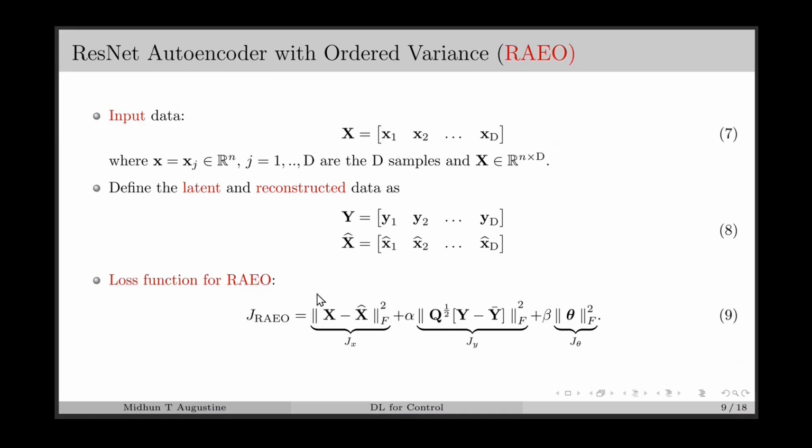And here we have a reconstruction error term, which is denoted by J_x, a variance regularization term, which is denoted by J_y, and a weight regularization term, which is denoted by J_theta. Similar to AEO, in RAEO also we can select these weights Q matrix elements in an increasing order to achieve the latent variances in decreasing order.